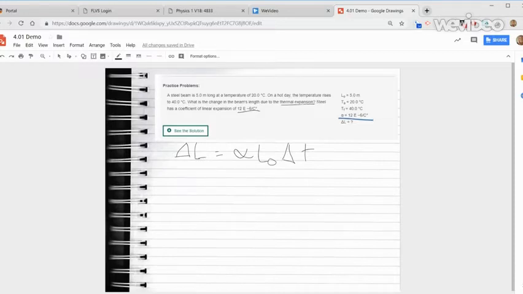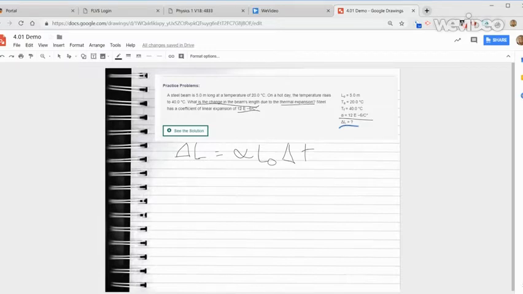We should recognize by the wording here, what is the change in length of the beam? Means we're looking for delta L. Remember that delta, that triangle, stands for change. So we're not necessarily looking for the final length, which we could be asked to do, but in this case we're not. We're asked for the change. So we're really solving for that variable over here on the left side of the equation.